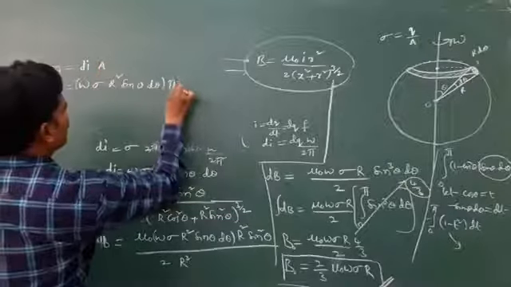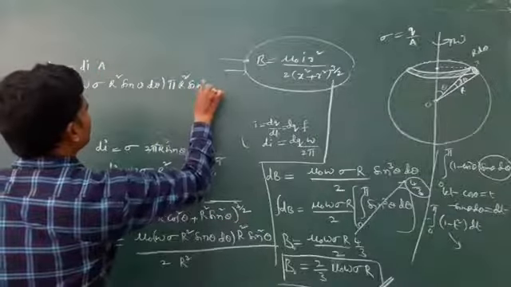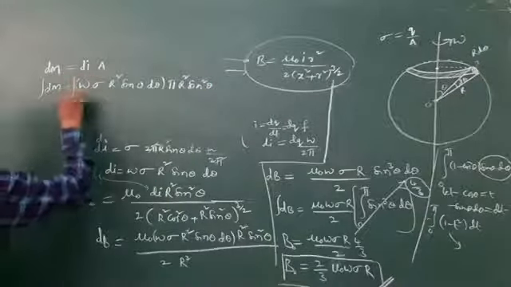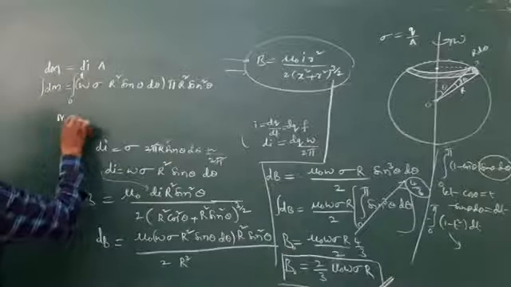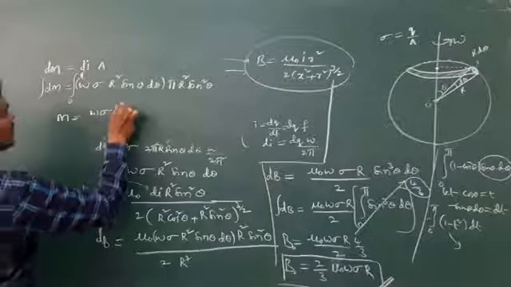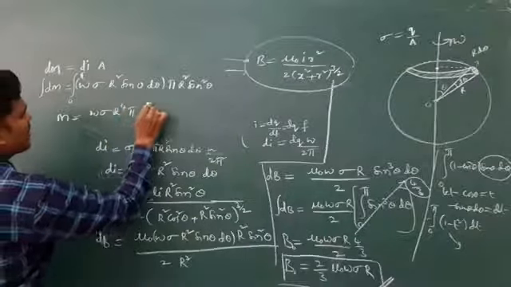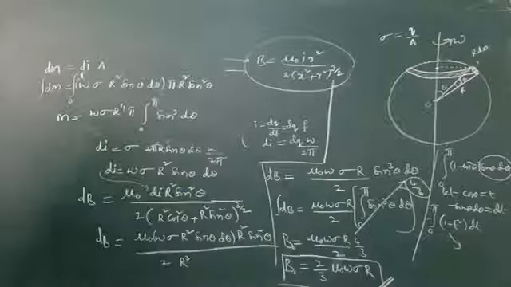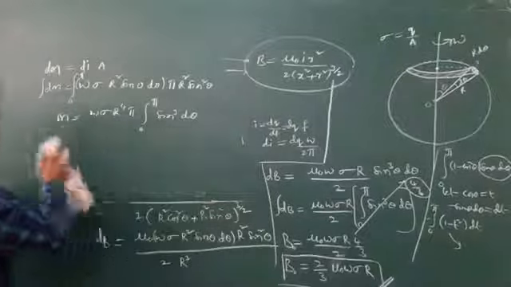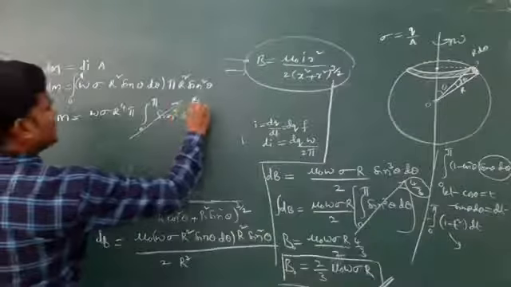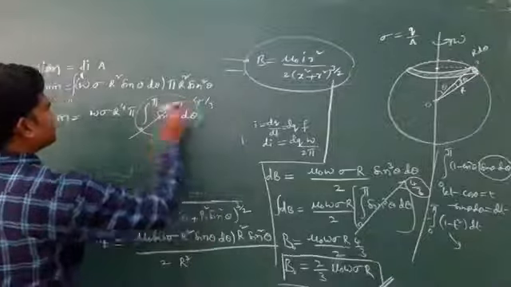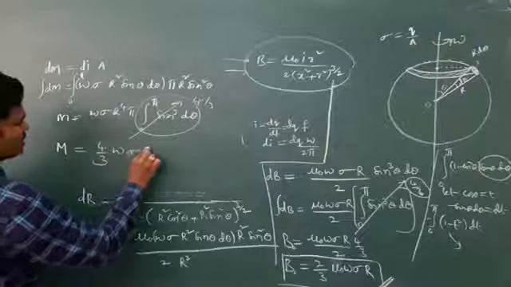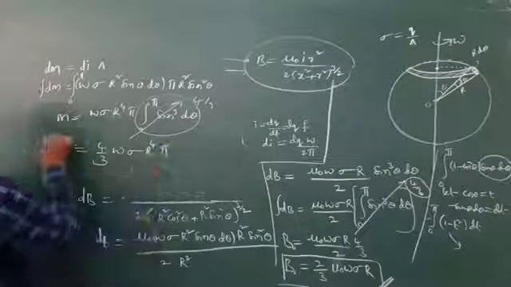Area is pi r square, where r square is nothing but r sin theta square. Then apply the integration from 0 to pi. This is m equals omega sigma r power 4 pi, again 0 to pi sin cube theta d theta. This value is clear, it is equivalent to 4 by 3. So the magnetic dipole moment is 4 by 3 omega sigma r power 4 pi.